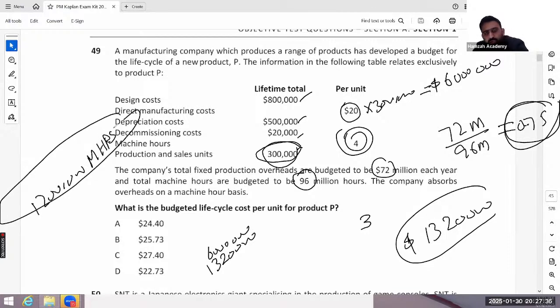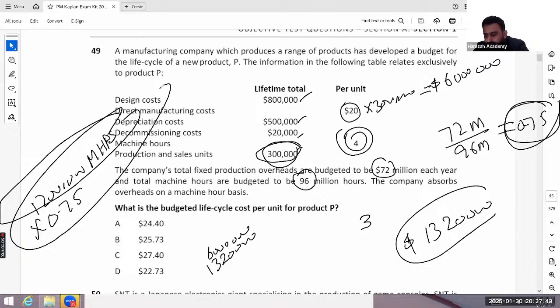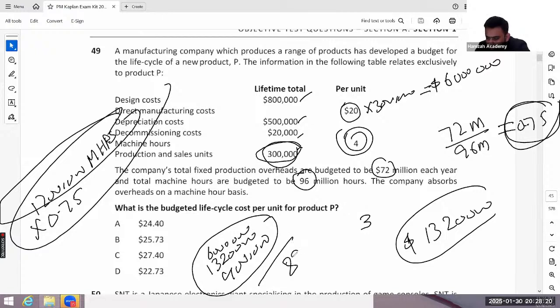You are going to take 1,200,000 machine hours, and overhead absorption rate is 0.75. So 1,200,000 into 0.75, and you will get your total production overhead. So 300,000 into 4 into 0.75 will give you a total of $900,000 overhead. Now, if you sum up all these costs, 6 million, 60 lakh plus 13 lakh 20,000, it will be 73 lakh 20,000, and 9 lakh, it will be 82 lakh 20,000 US dollar will be the total cost.